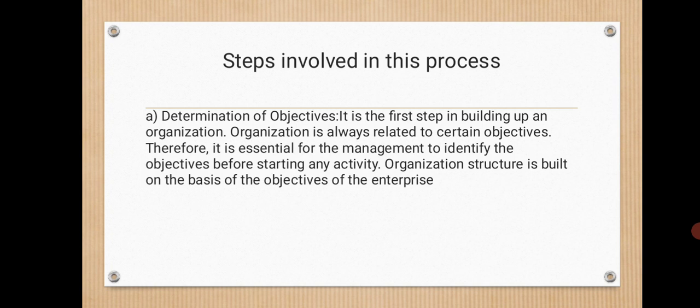First one is determination of objectives. It is the first step in building up an organization. Organization is always related to certain objectives, therefore, it is essential for management to identify the objectives before starting any activities. Organization structure is built on the basis of objectives of the enterprise.